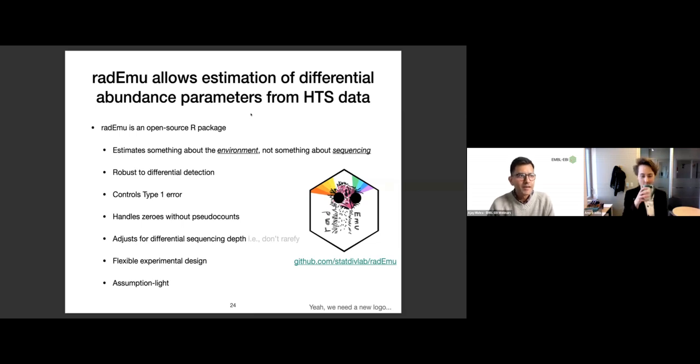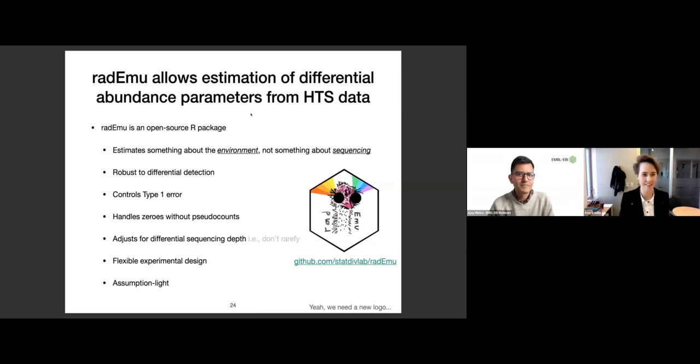Thank you. What is the difference between DESeq and RAD-EMU? I love that you consider the sparsity and that you don't need to adjust for library size or rarefy. Yeah, great. Thanks so much.